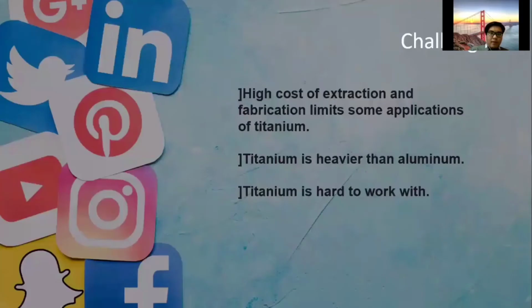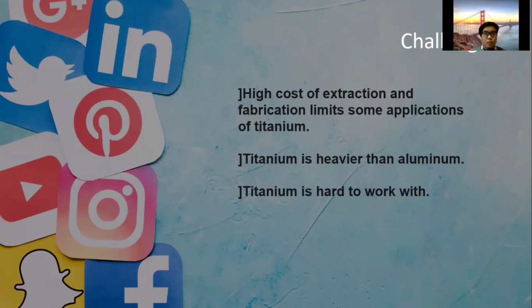Okay. Moving on to the challenges in using the titanium alloy in domestic aircraft. First of all, high cost of extraction. It is abundant, but to extract it from the earth and to process it needs a very high cost. Moving on, it is heavier than aluminium, but because it has a higher strength to weight ratio, we only need less titanium compared to the amount of aluminum used for your normal fuselage.